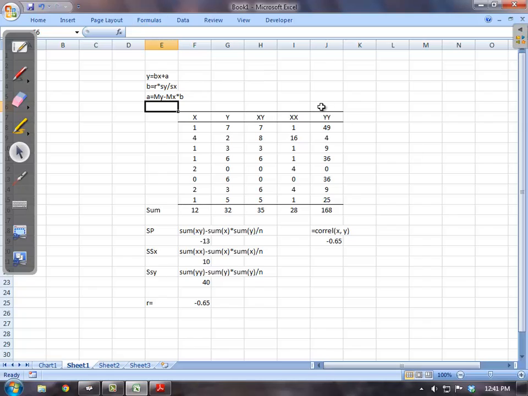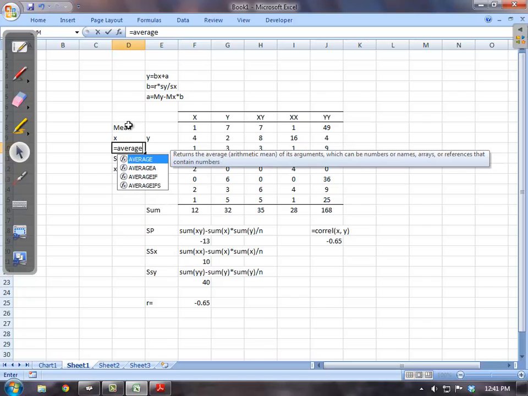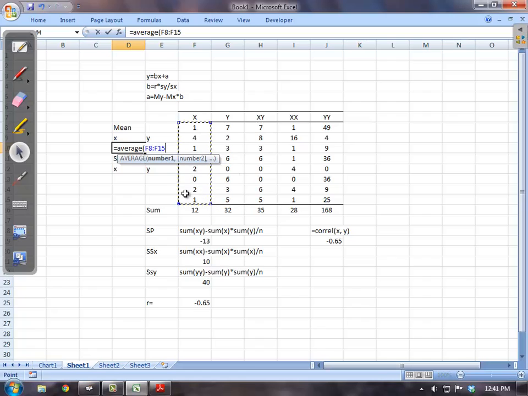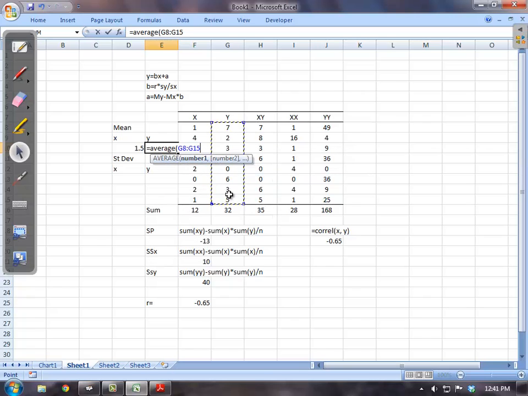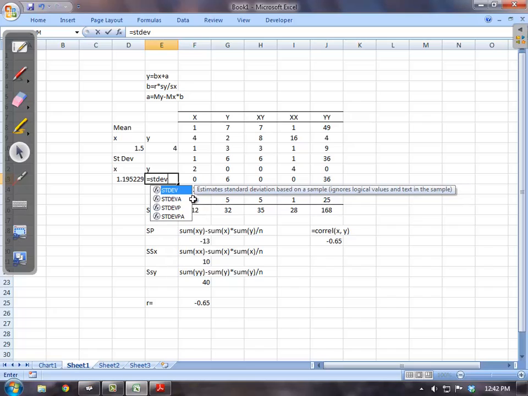Okay, so let's compute the means and standard deviations for these. So I'll do the mean right here, x, and then y, and then I'll do the standard deviation for x and for y. Okay, so the average for these and the average for these. There we go, and then I'll do the standard deviation for the x's, and I'll do the standard deviation for the y's.